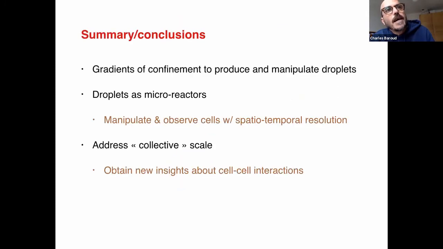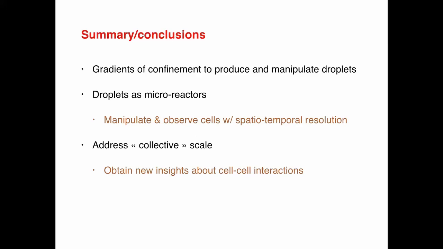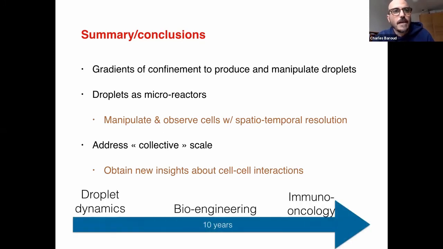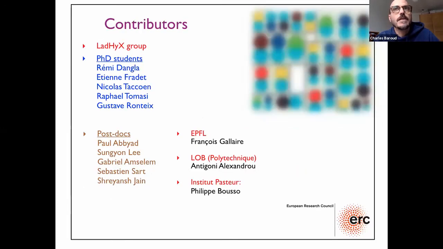So to summarize, I've showed you that we started from a very basic fluid dynamics question, but then we've increased the complexity of what we do inside of these droplets until we now have multiple cell types with multiple cells collectively acting together. And this is a story that's over 10 years, where we've gone basically increasing the level of complexity as a function of time.